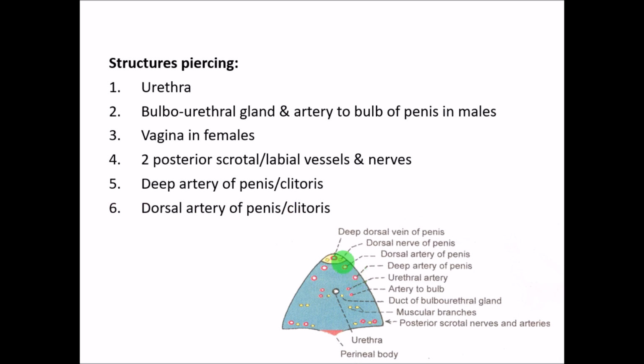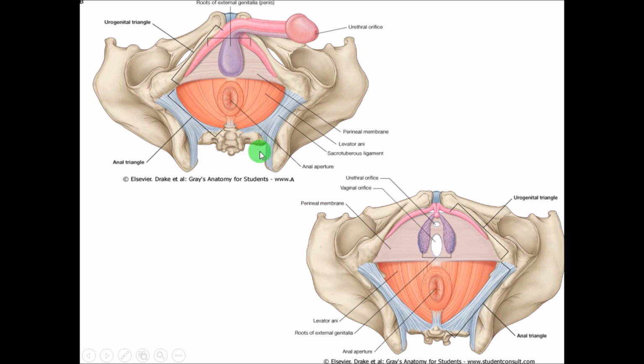Then in case of the male, the dorsal artery of the penis, and in case of female, dorsal artery of the clitoris. Okay, this is the dorsal artery, this is the deep artery. Then we have the artery of the bulb, duct of bulbourethral gland, then the posterior scrotal arteries and vessels. Okay, so this is in case of the male.